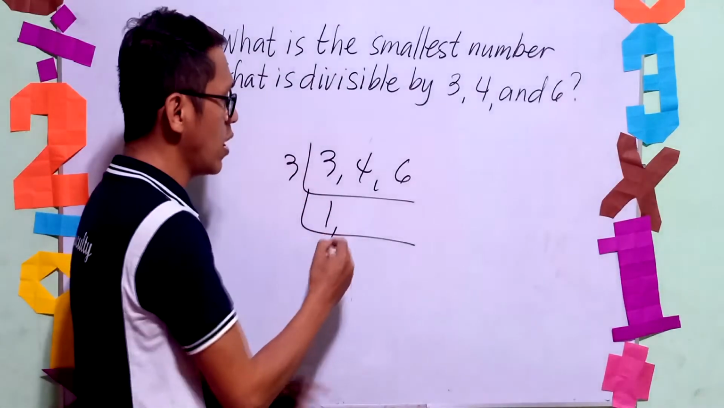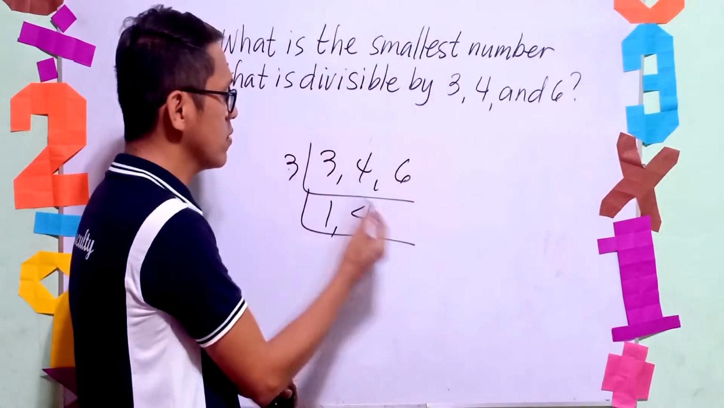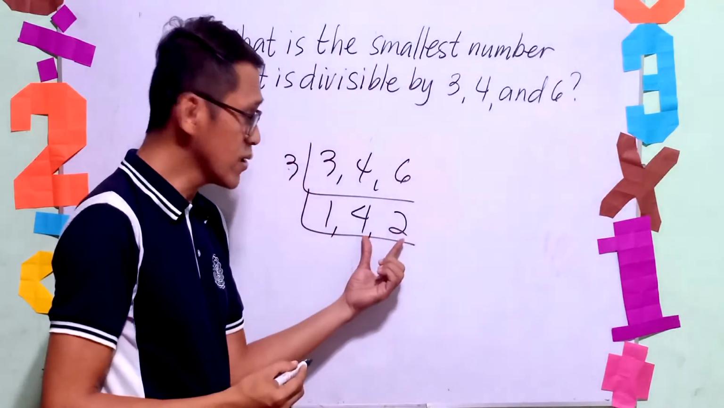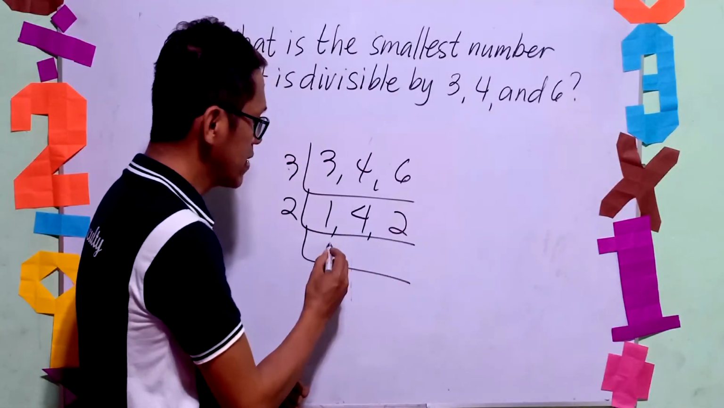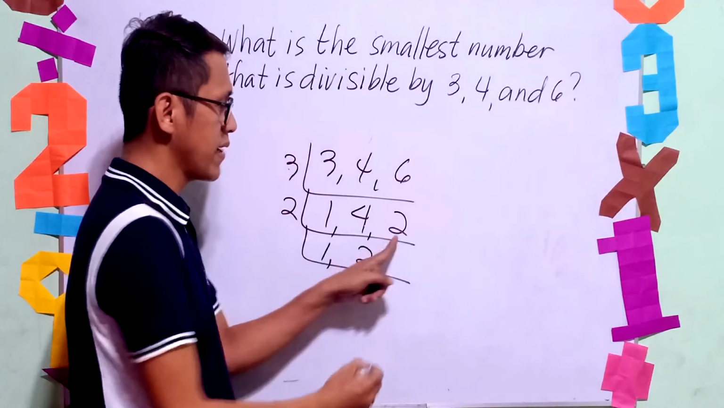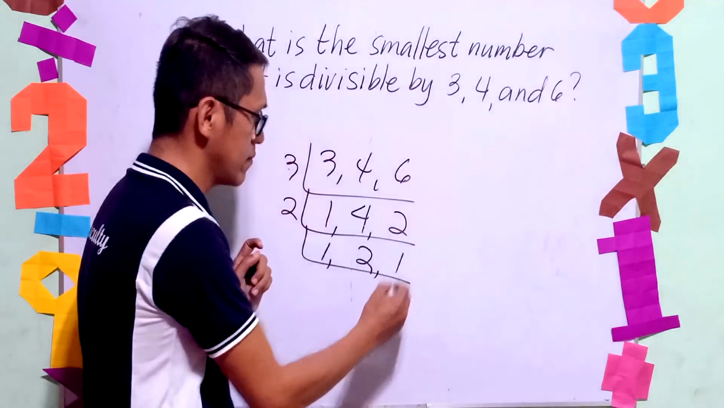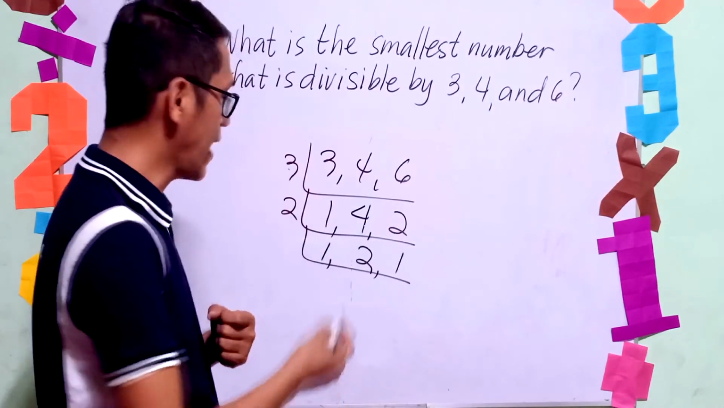Divide this by 3, you get 1. 4, just bring down. Divide this by 3, you get 2. Look at these two. We can divide them by 2. So continue. Bring down the 1. Divide this by 2, you get 2. Divide this by 2, you get 1. So, no more, right?